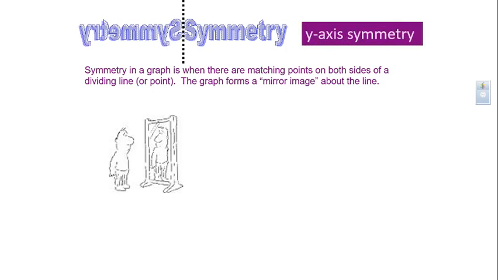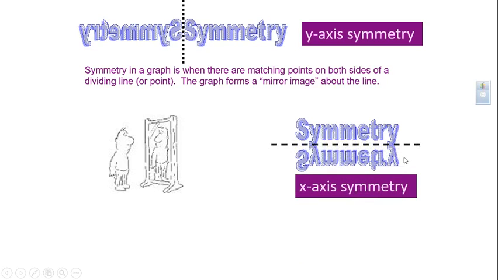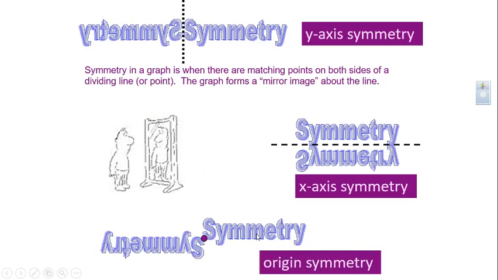So one type of symmetry is y-axis symmetry, in that the points on one side of the y-axis match up with the points on the other side of the y-axis. So they have a mirror effect. Another type is x-axis symmetry, which works the same way, except that the mirror line is now the x-axis. And then there is origin symmetry, which is symmetry about the origin. Basically, you're rotating 180 degrees to get a matching point. Now, let's talk about that a bit.